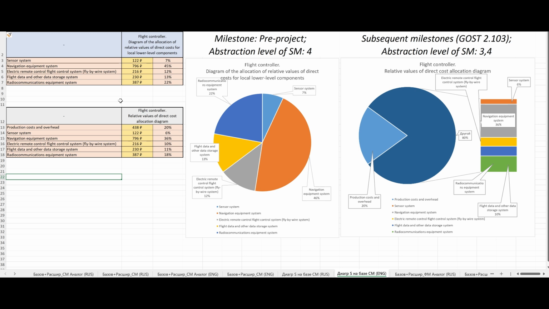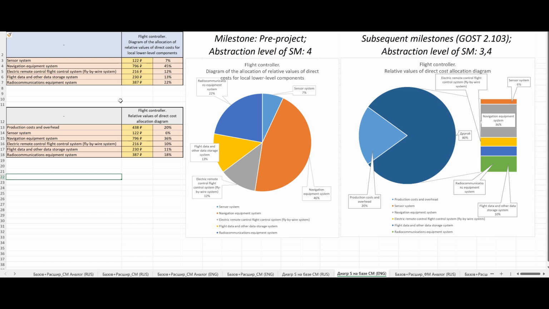For example, flight controller, a diagram on the distribution of direct costs for local level components. Accordingly, at the subsequent milestones of the project, when information for higher level assembly units becomes available, the name of the diagram will have a wording already more familiar to the ear of the cost engineer. For example, flight controller direct cost allocation diagram.